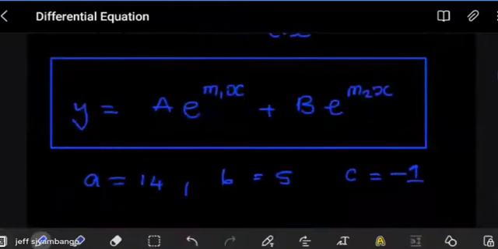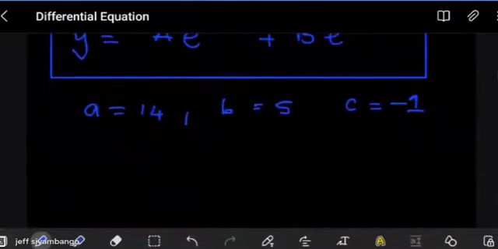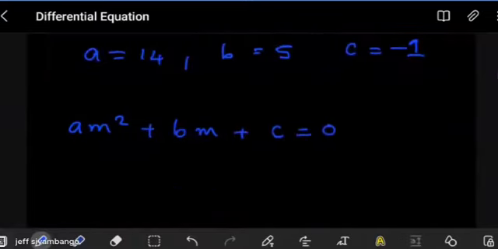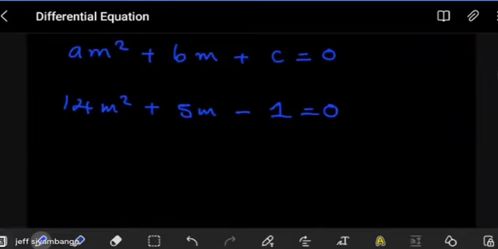With this figured out, let's plug them into our characteristic equation. So remember how it goes. It's Am squared plus Bm plus C equals 0. So in this case, what we have is 14m squared plus 5m minus 1 equals 0. From here, we just have to work this one out, whichever way possible.